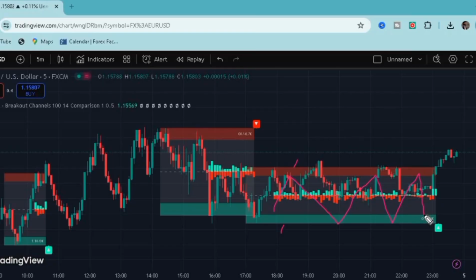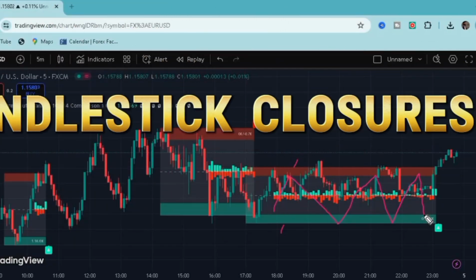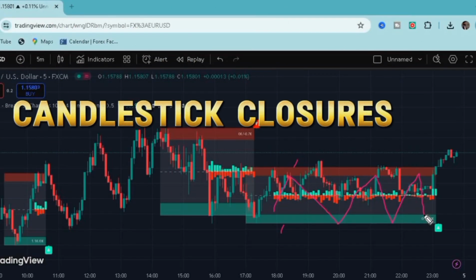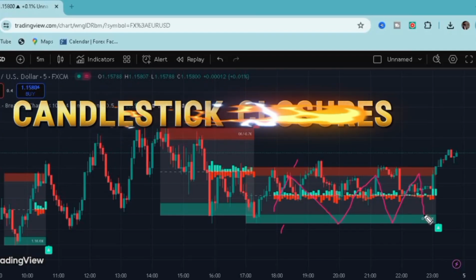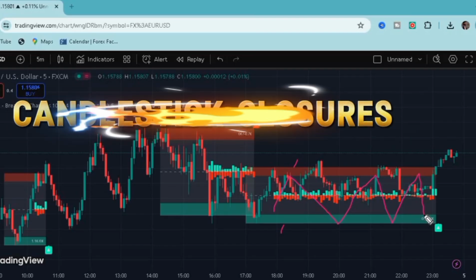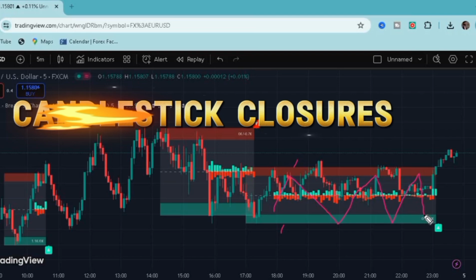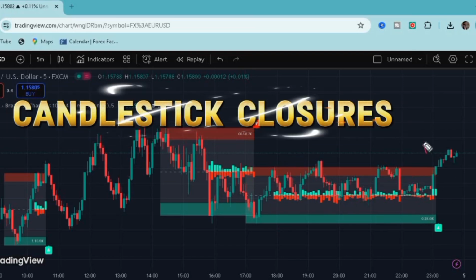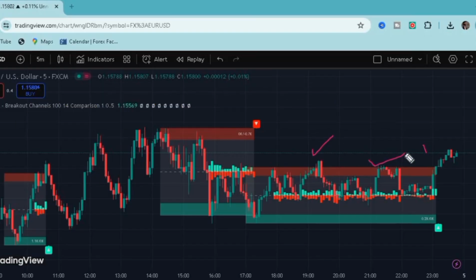So what do you do? Here you pay attention to candlestick closure. I'm going to be honest, I'm going to be singing this song most of the time, because guys, if you don't pay attention to candlestick closure, trust me, most of the time you always lose your money. So before we go to our live market right here, I want us to focus on the manipulation we had here and the manipulation we had right here.